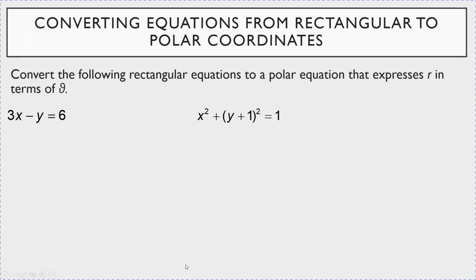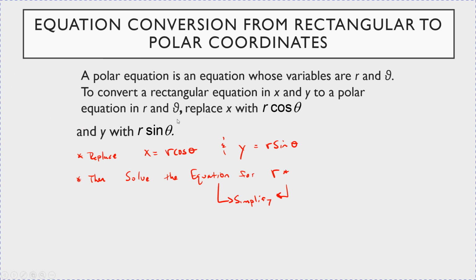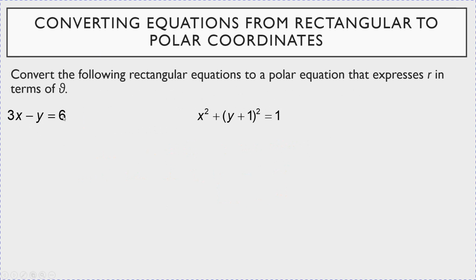All right, so convert the following rectangular equations to a polar equation that expresses r in terms of theta. So I want to just solve it for r here, okay? I just want to get r is equal to something in terms of theta. All right, so again, look. Wherever you see an x, put r cosine of theta. Wherever you see a y, put r sine of theta. So 3x minus y is equal to 6 becomes 3, and then I'm going to replace x with r cosine of theta minus, all right, for y, r sine of theta is equal to 6. Now I'm going to just express it in terms of r. So I'm going to solve for r. So I'm going to factor out an r.